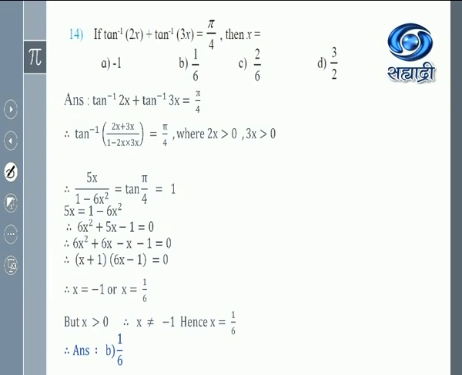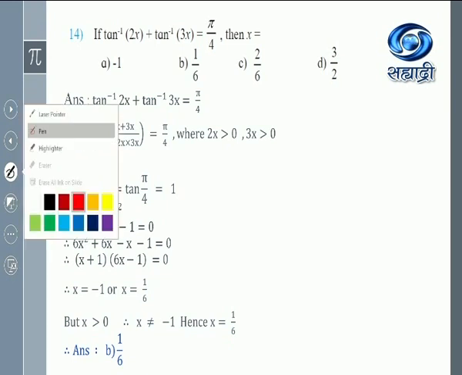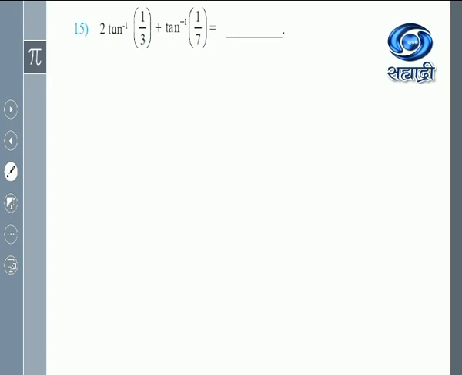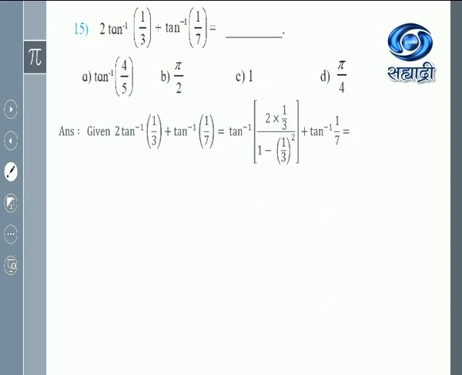So, remember how many different methods we are using to solve the MCQs. Number 15: 2 tan inverse 1 upon 3 plus tan inverse 1 upon 7 is equal to question mark. 4 options are given. See how to solve. We start with 2 tan inverse 1 upon 3 plus tan inverse 1 upon 7. Now we apply the rule. This term we keep as it is.